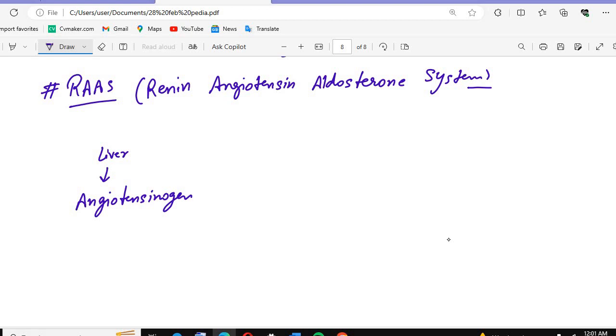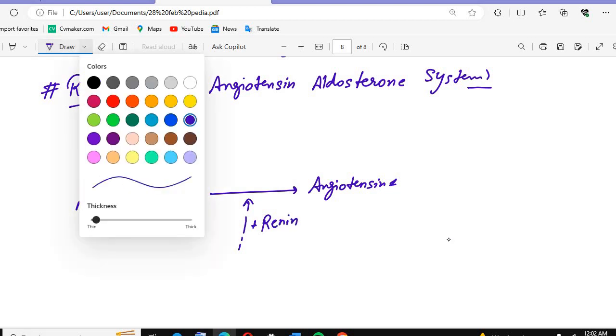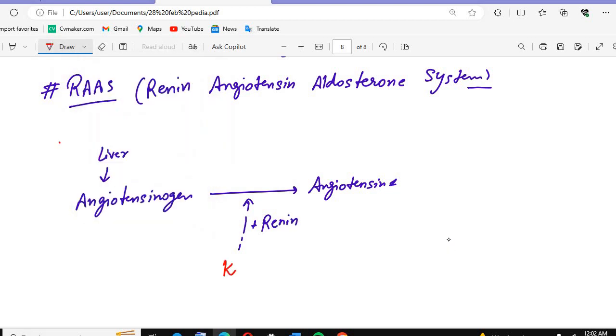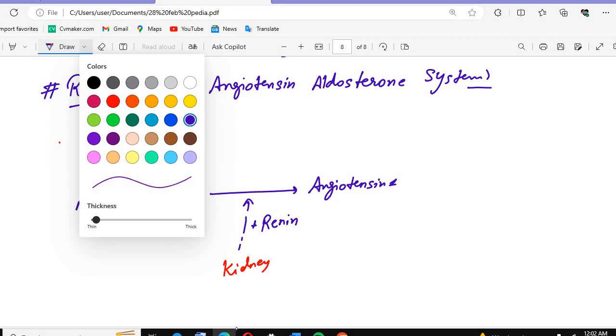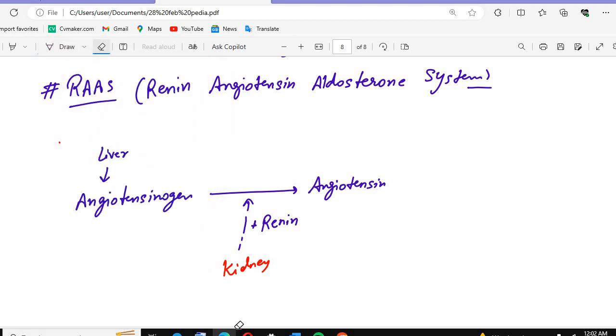This angiotensinogen will be converted into angiotensin 1, and that conversion is stimulated by renin, which is produced by the kidney. So the kidney releases renin and it converts angiotensinogen to angiotensin 1.